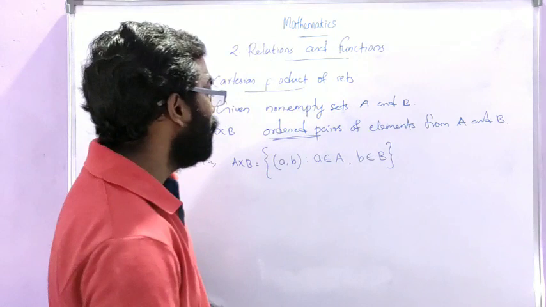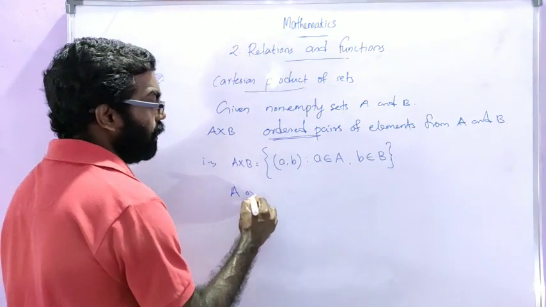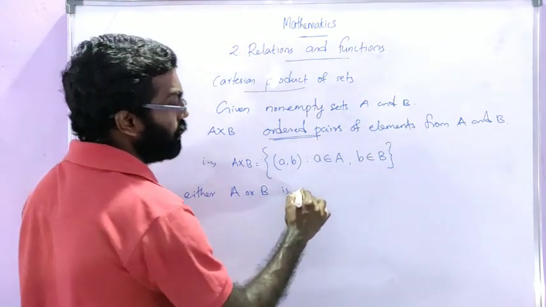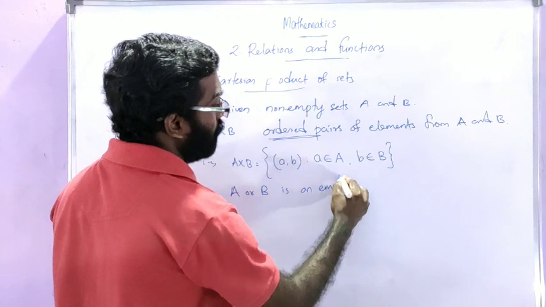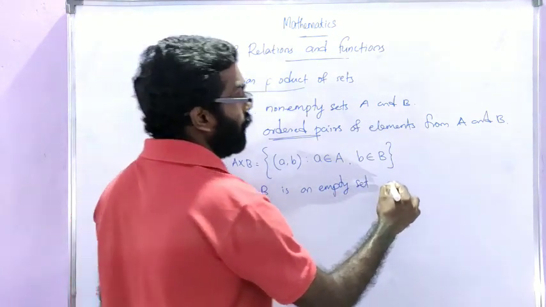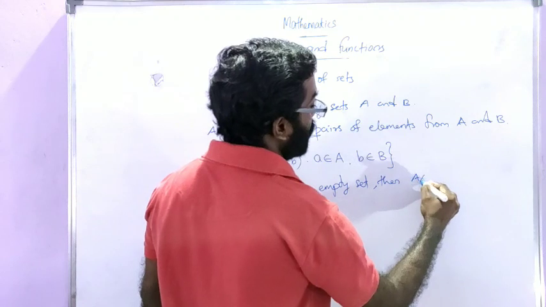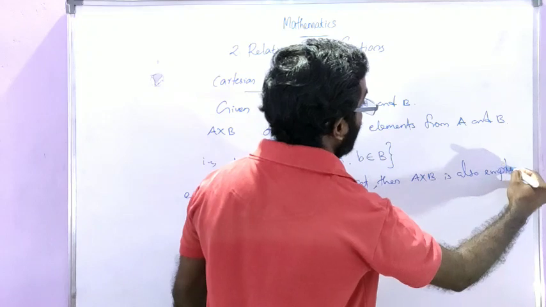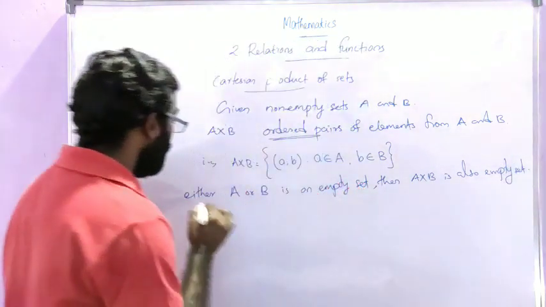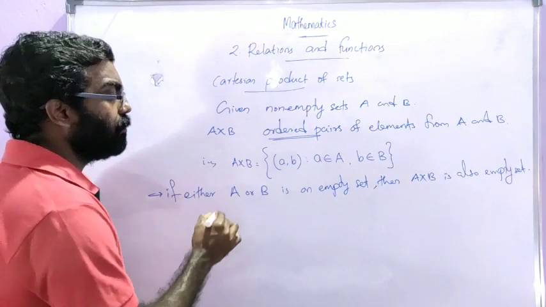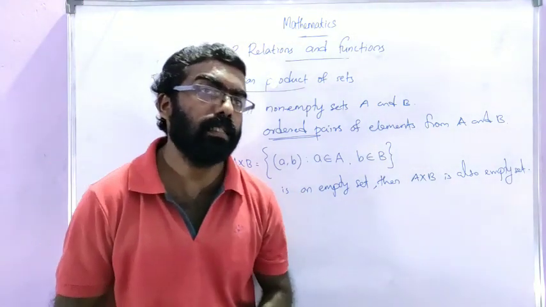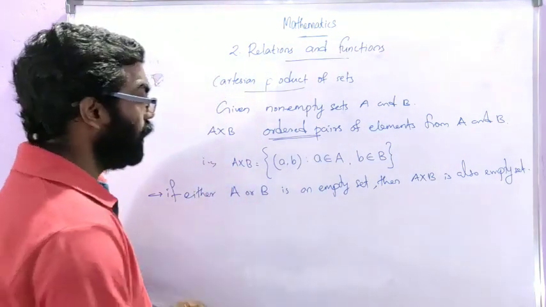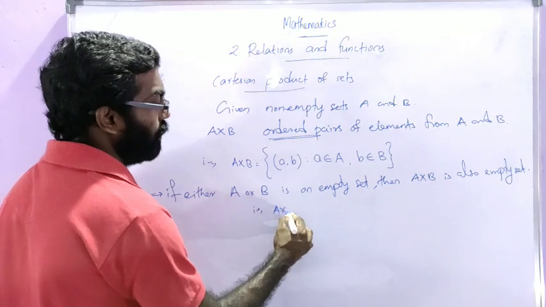First one is, if either A or B is an empty set, then A cross B is also an empty set. Okay, if either A or B is an empty set or null set, then A cross B is also an empty set. That is A cross B is equal to phi.